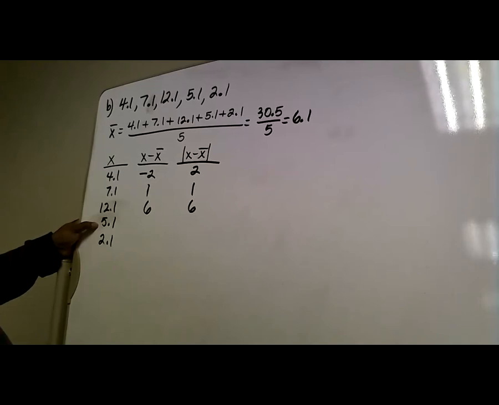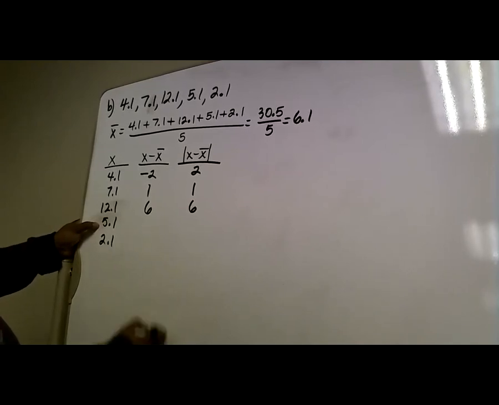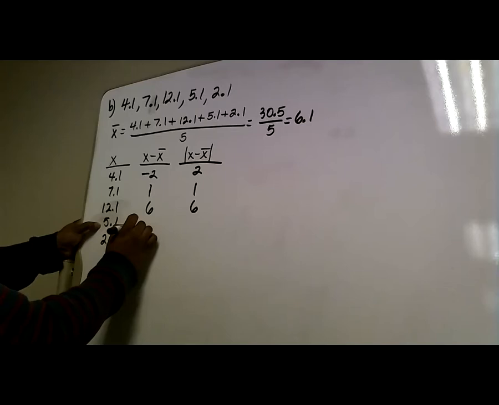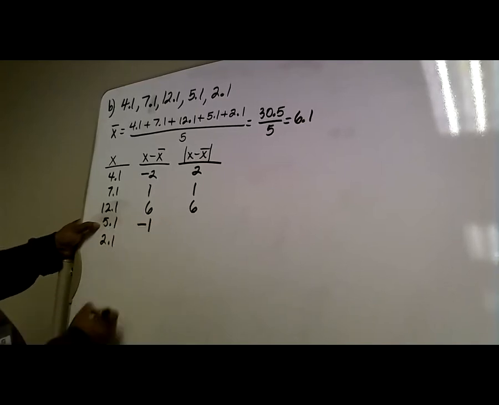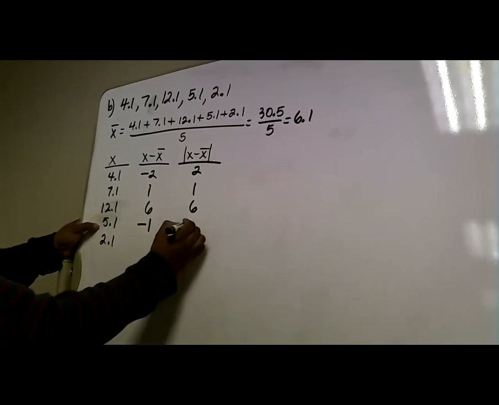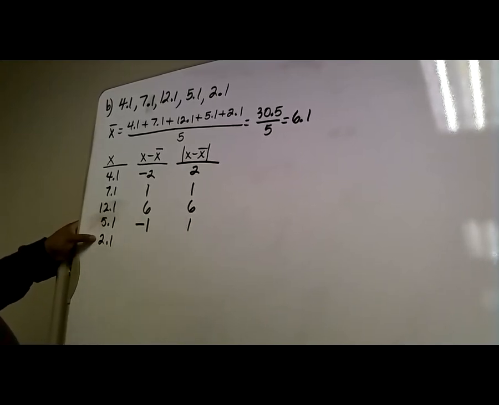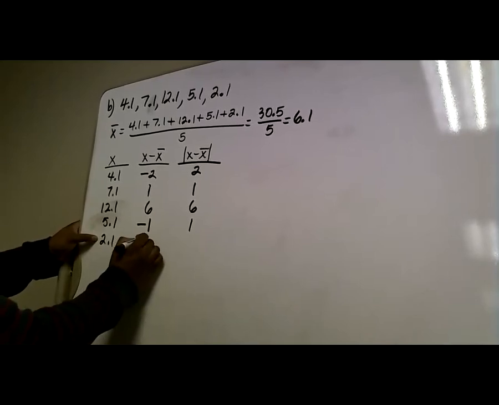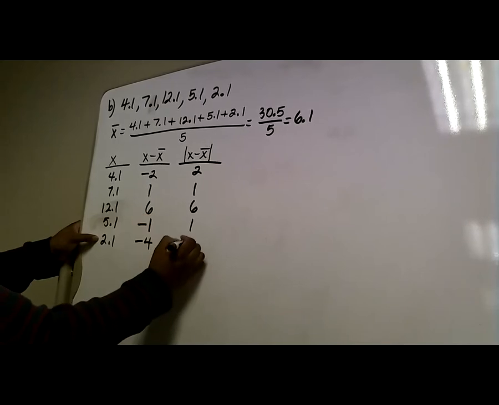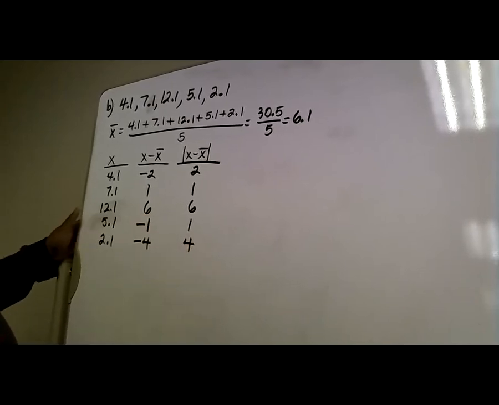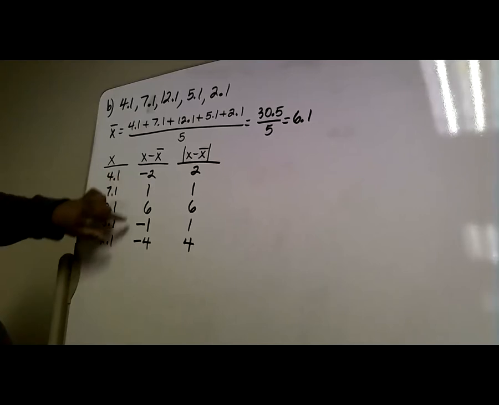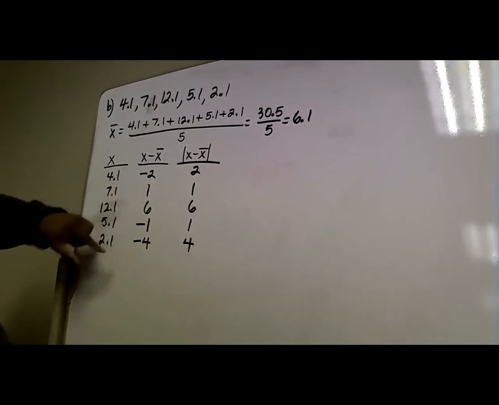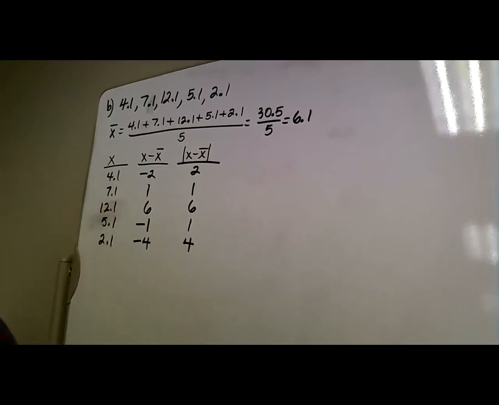And then 5.1 minus 6.1 is negative 1, absolute value of negative 1. And then 2.1 minus 6.1 is negative 4, absolute value 4. Now, if you were to take the sum of the middle column, you're going to find that this will always be equal to 0.